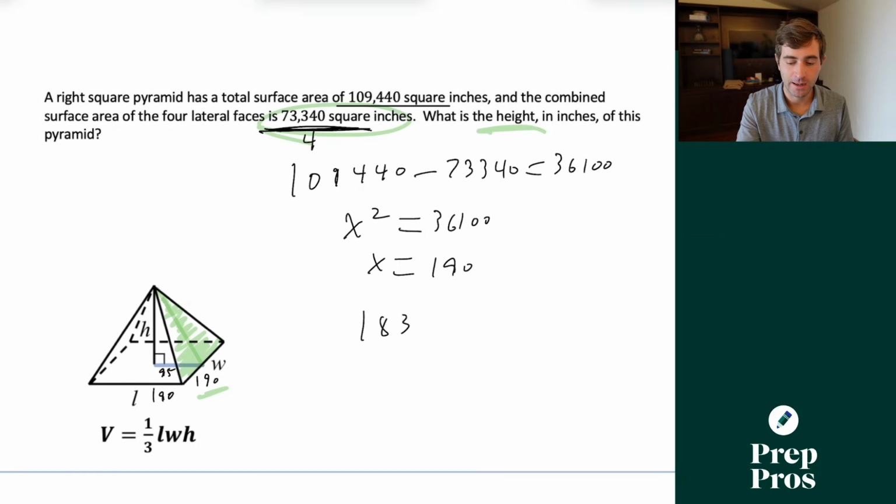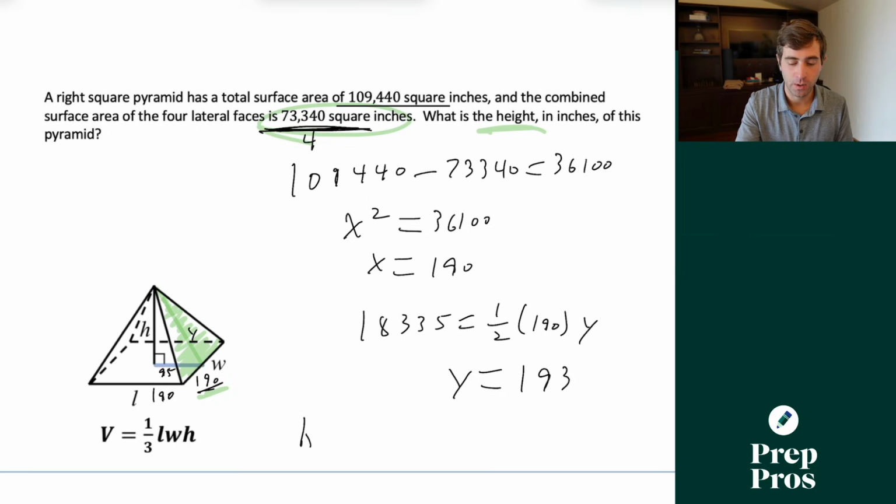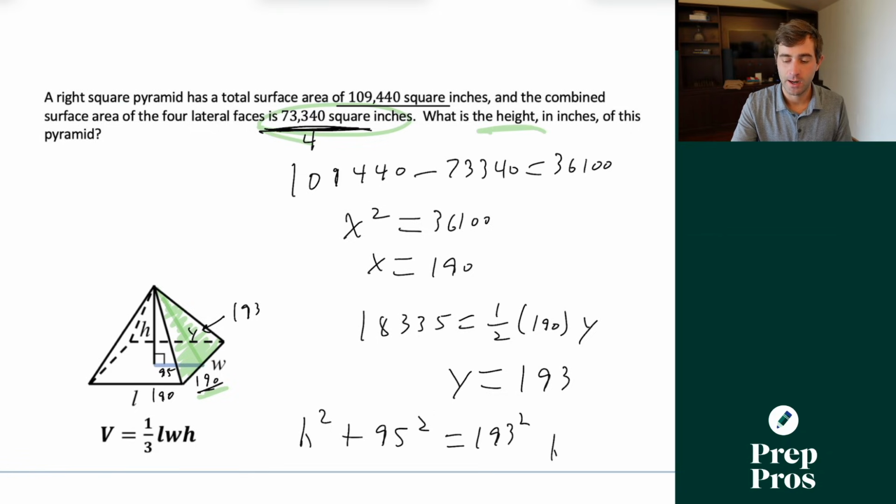That will give us 18,335. And that's going to be equal to 1/2 of our base, which is 190, times, and then we'll just qualify this as y. That's going to be our slant height. Now that will give us that y is equal to 193. And now we're all set. We can simply do our h squared plus our 95 squared is equal to the 193 here squared, and then we simply have to solve through, and that will give us our correct answer of h equals 168.